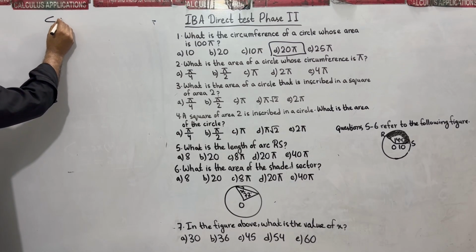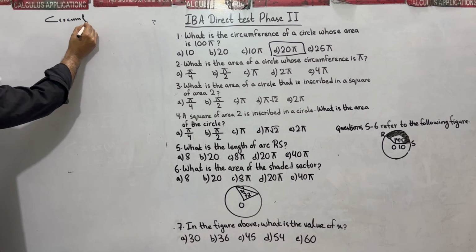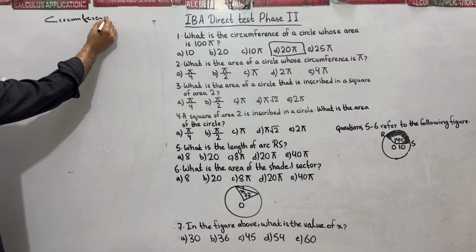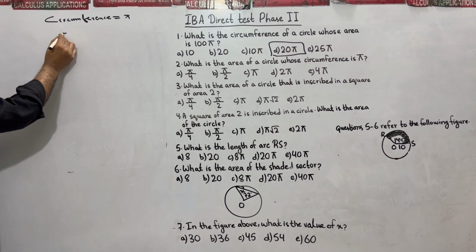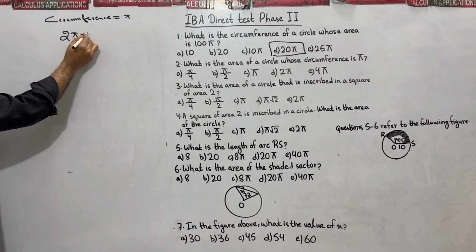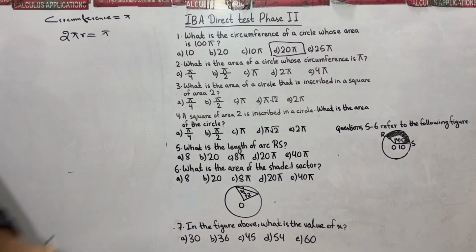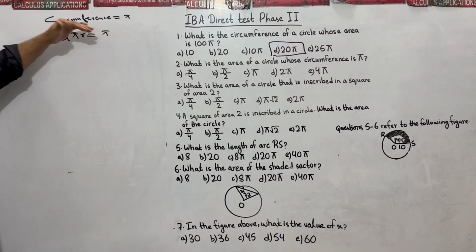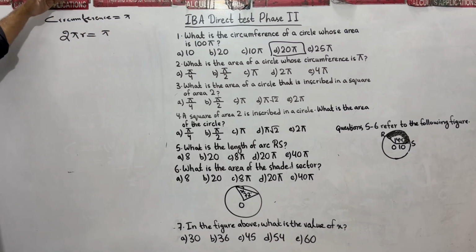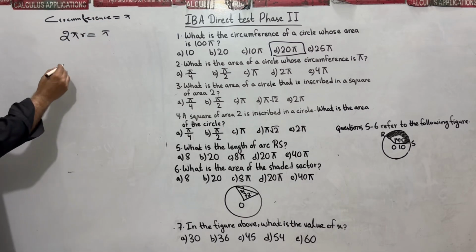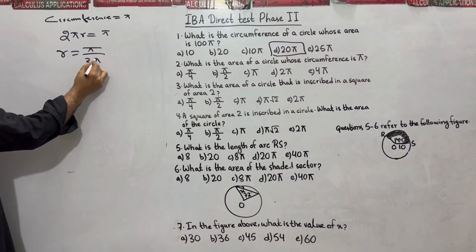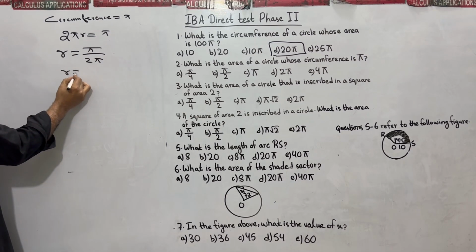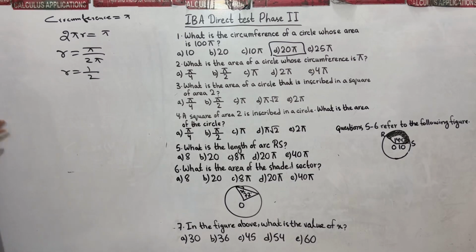Circumference is given to us, equal to pi. The formula for circumference is 2 pi r, so 2 pi times r is equal to pi. Solve for r: pi over 2 pi, pi cancels out. r is equal to 1 upon 2.